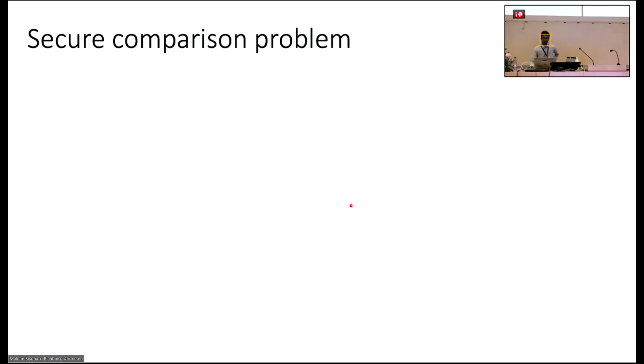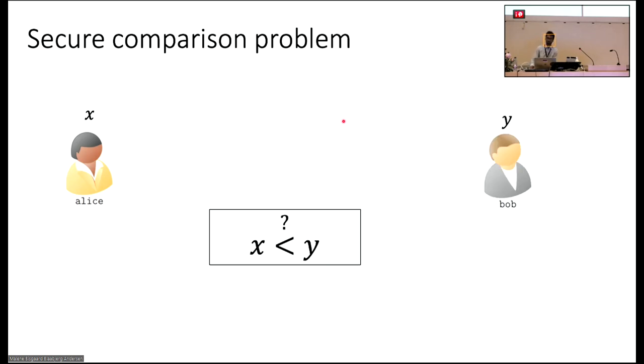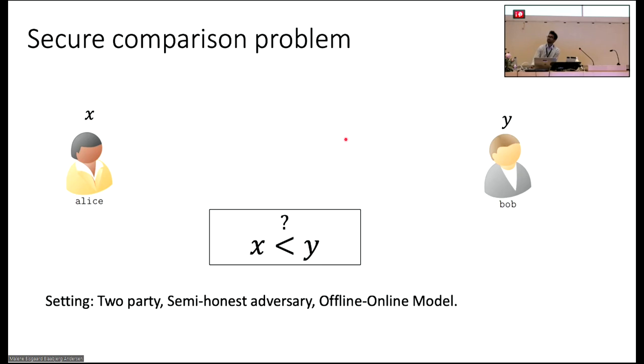So let's first start with what the secure comparison problem is. Here we have two parties, Alice and Bob, each with private inputs X and Y, and they want to find the result of the comparison of X and Y while hiding their private inputs. The setting that we are considering is the two-party setting in the semi-honest adversary model. And also what we are interested in is the offline-online model.